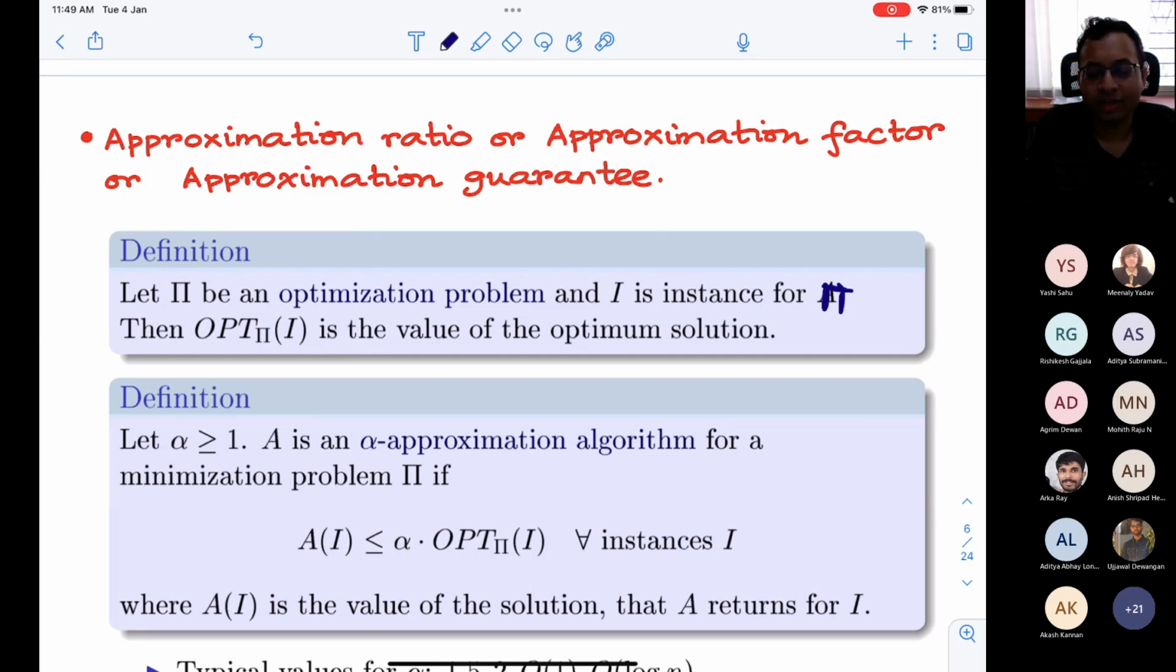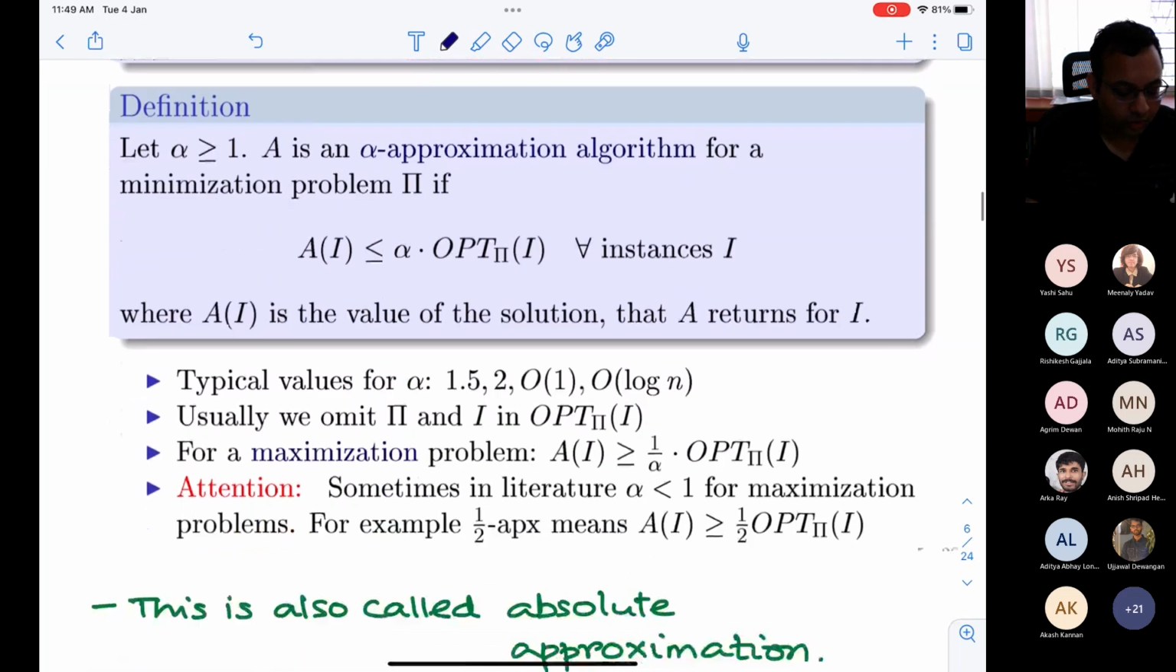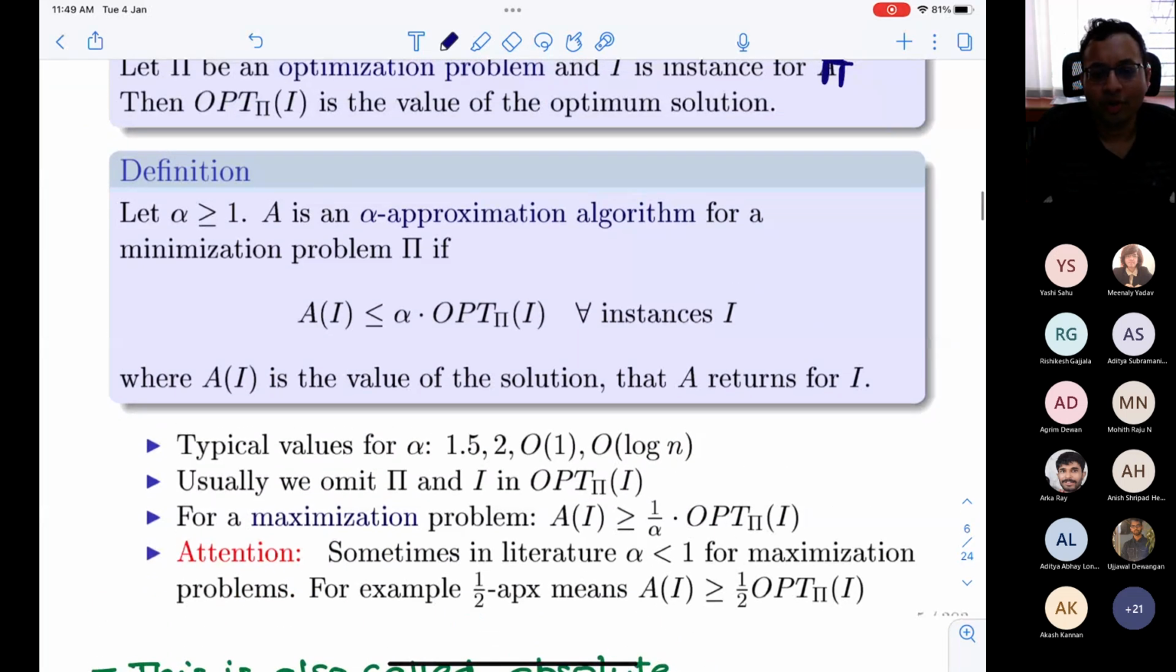If the problem is NP-hard, we don't expect alpha to be 1 for a polynomial time algorithm, but we want alpha to be as small as possible. Typical values of alpha could be 1.5 or 2, a constant, log n, or 2 to the power n, or something like that. And usually we'll omit this pi and I, and when we talk about opt, that just means that for this particular problem and this particular instance, what is the optimal value?